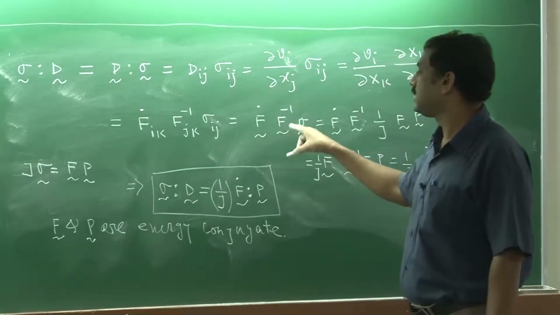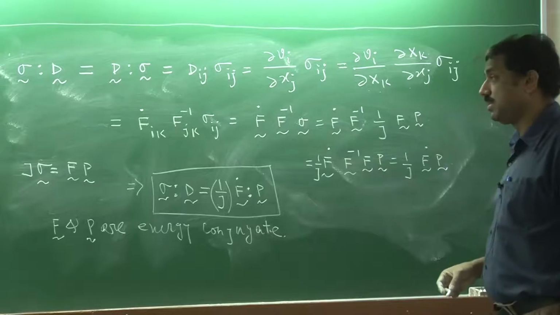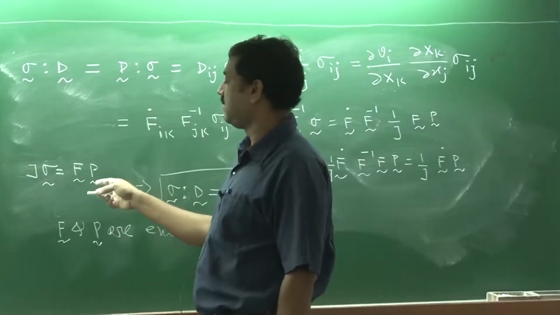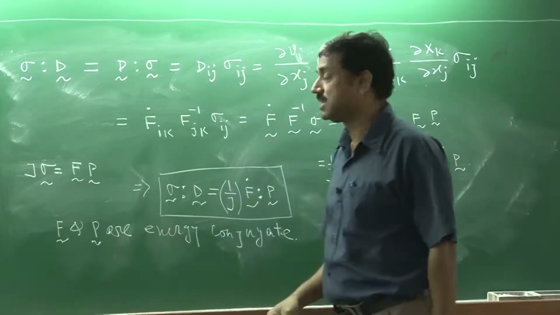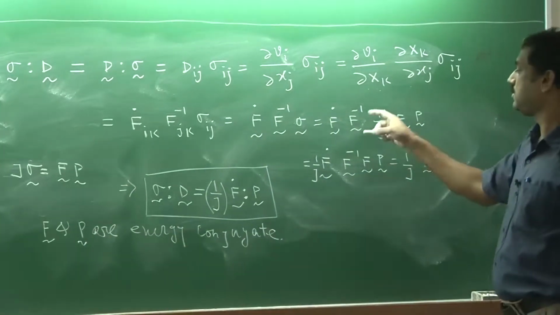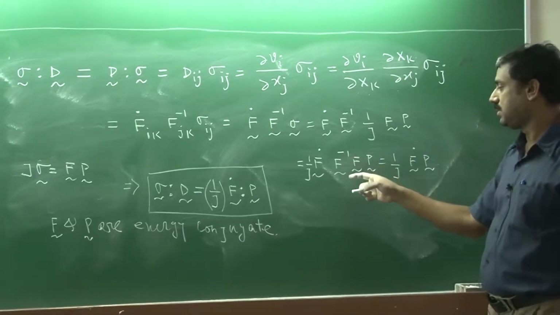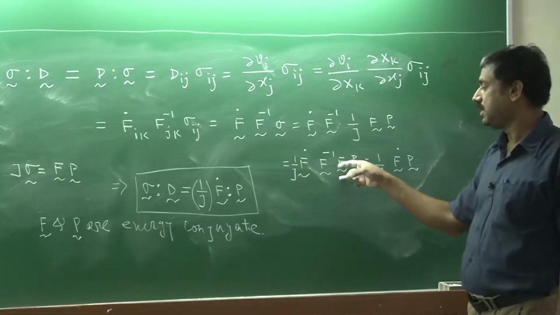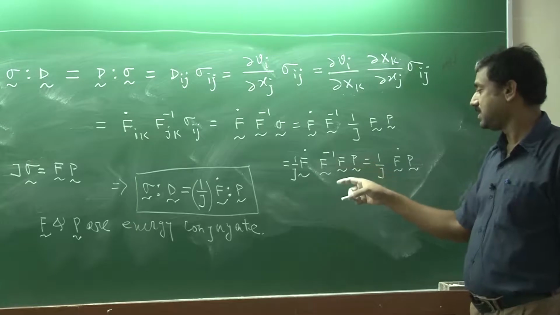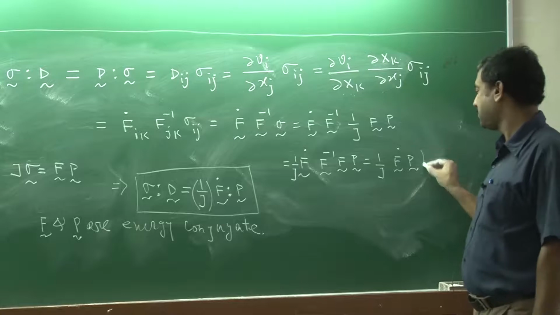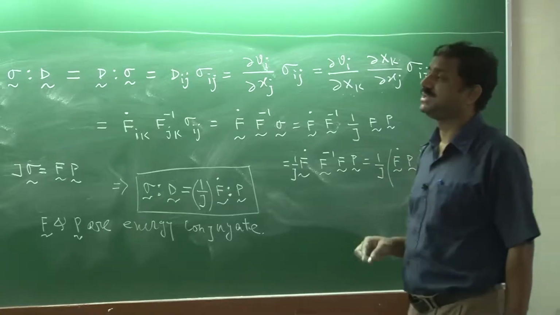Now F dot and sigma. We know the relationship between the first Piola-Kirchhoff stress tensor and the Cauchy stress tensor. So F dot, 1 by j, like this, and then F transpose inverse times F is nothing but the identity tensor. So this will drop, leaving 1 by j, F dot, P. So you see that P, the first Piola-Kirchhoff stress tensor, and the deformation gradient are energy conjugate.